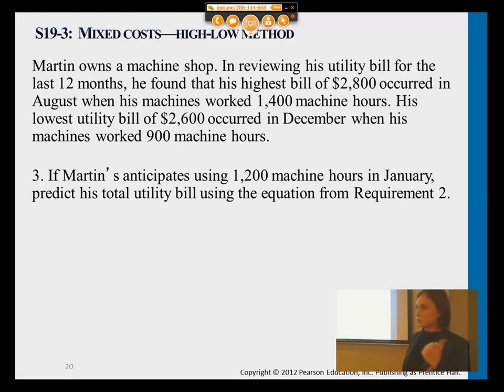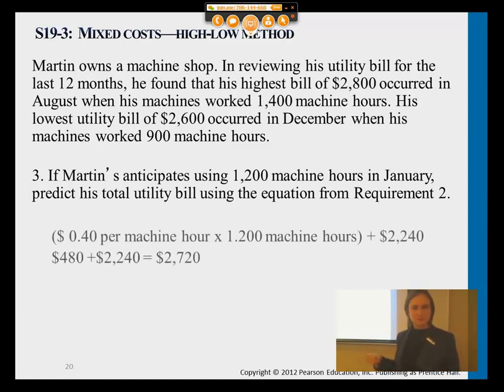It's going to have two components. One is a fixed cost. The other one is a variable cost, right? My utility bill is a mixed cost. So what is the fixed cost? It's $2,240, right? How do I calculate my variable? You do 0.40 times 1,200 and you add it to the 2,240. Very good. So I took my 40 cents, multiplied by machine hours, and then I added the fixed cost.